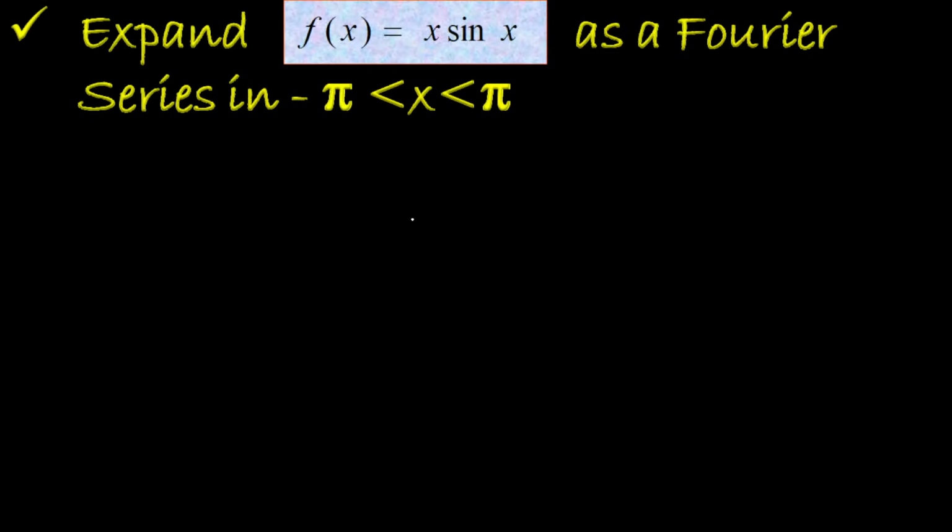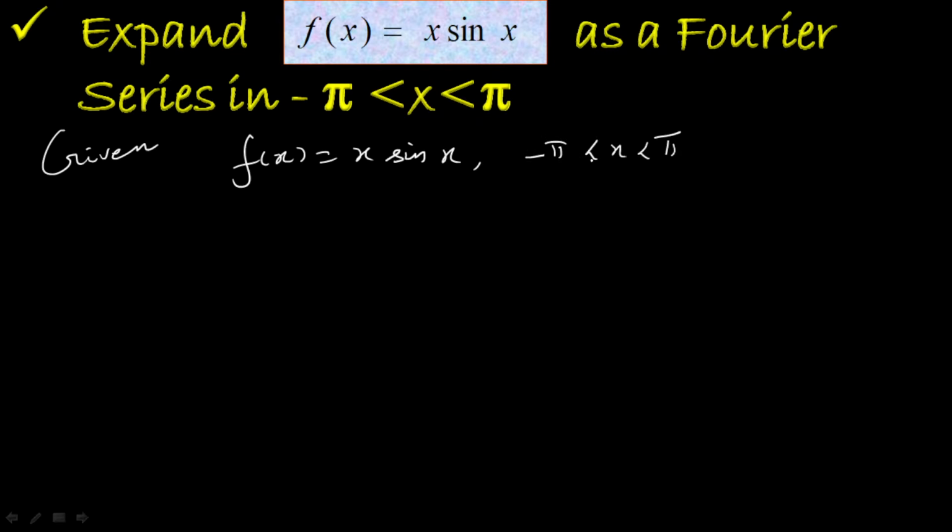Expand f(x) = x sin x as a Fourier series in the open interval minus pi less than x less than pi. Right? So as usual, you have to write down the given function, f(x) = x sin x, along with the interval. That is very, very important.